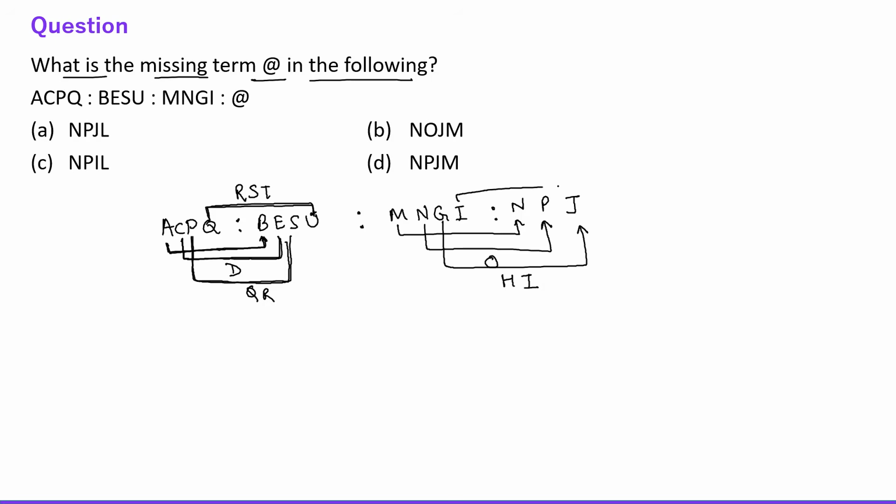Then after I, the gap of 3 alphabets, J, K, L, and then it is M. So N, P, J, M will be the answer. N, P, J, M, the correct option is D. Okay. So now let's move to the next question.